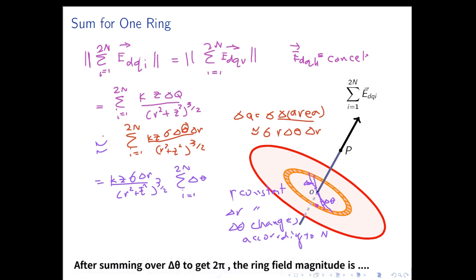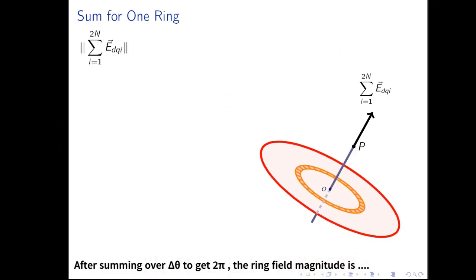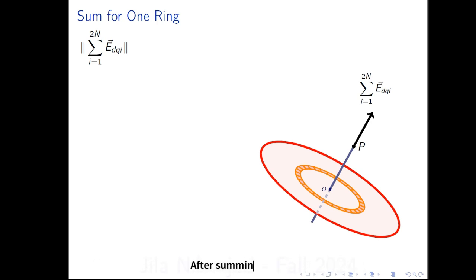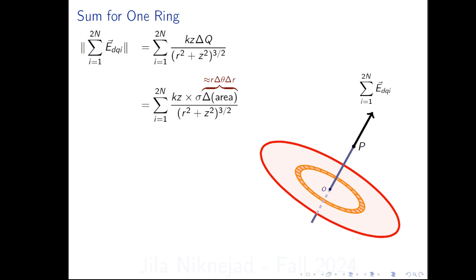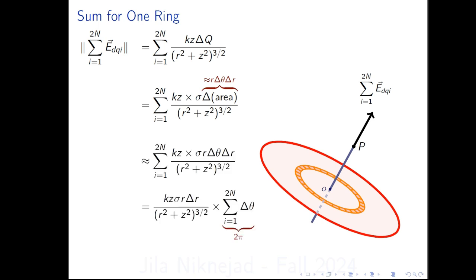After summing over delta theta, which is the only non-constant, we end up with the sum from 1 to 2n of delta theta equal to 2 pi, and the magnitude of the field due to the ring is going to be computed as 2 pi k z sigma delta r divided by the quantity r squared plus z squared to the power 3 halves.